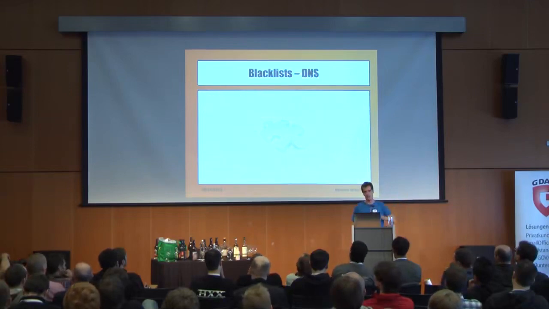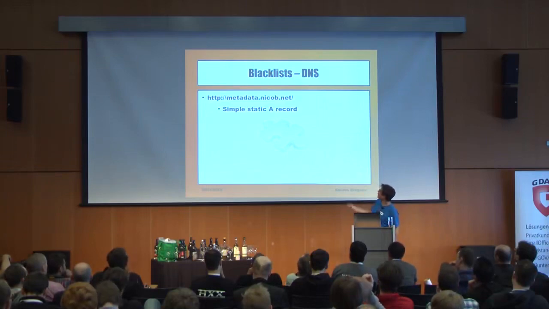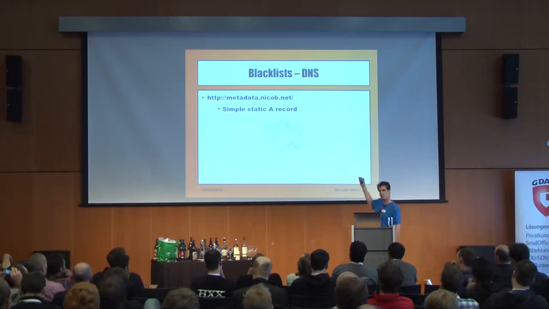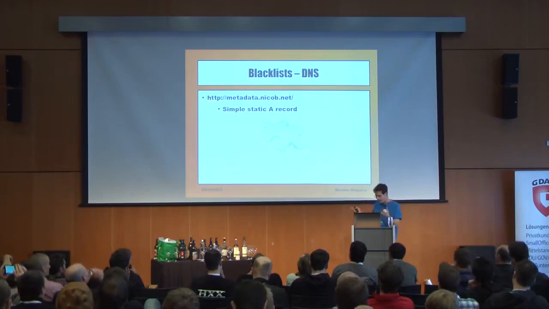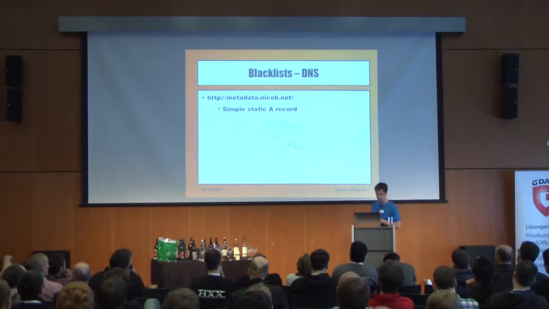So we will start with very basic stuff. nicob.net is my own personal domain, and this will resolve to the multicast IP address. If you don't resolve a DNS name before applying your blacklist, which is very, very dumb, that will be enough, but in real life that does not work.